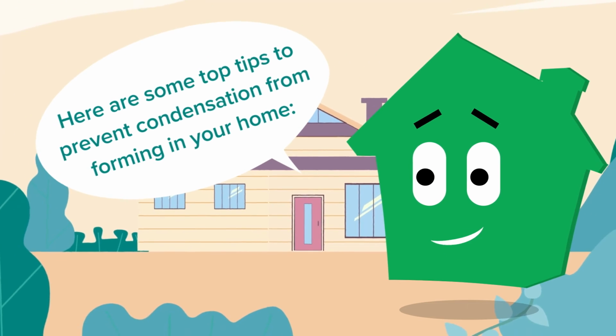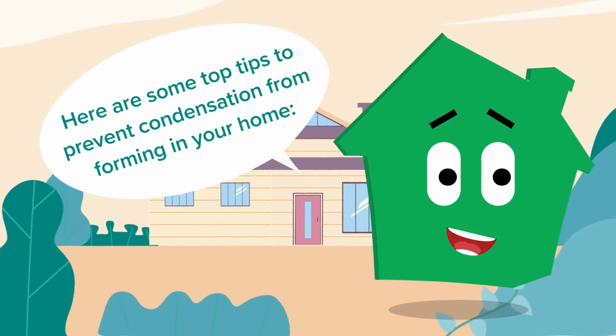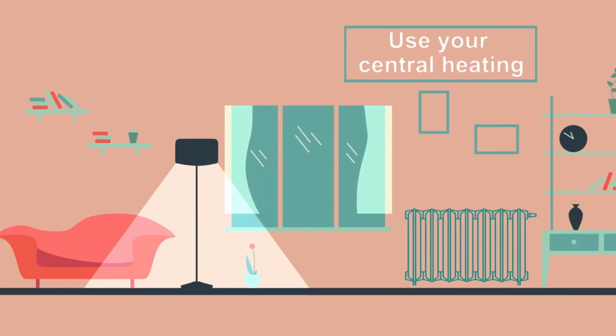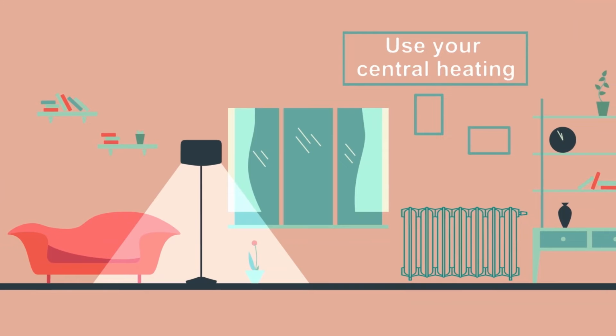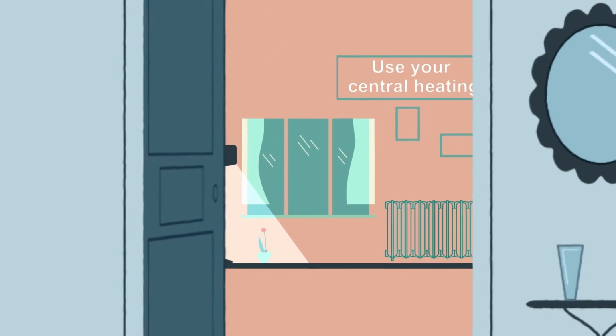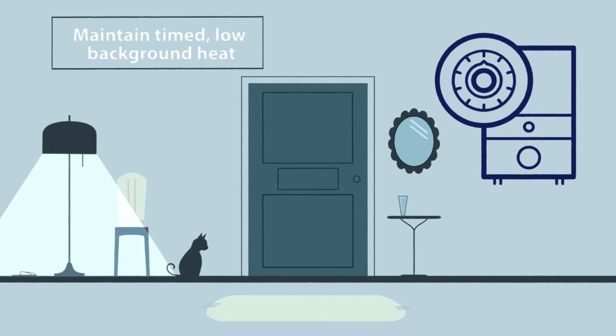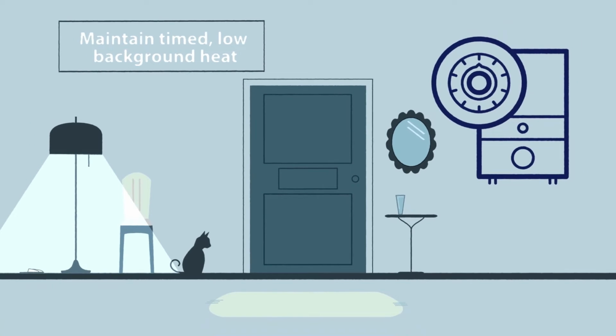Here are some top tips to prevent condensation from forming in your home. 1. Use your central heating rather than portable paraffin, bottled gas or other vapour-producing heaters. 2. Keep your heating on a timed low background heat rather than short bursts of high temperature heat.